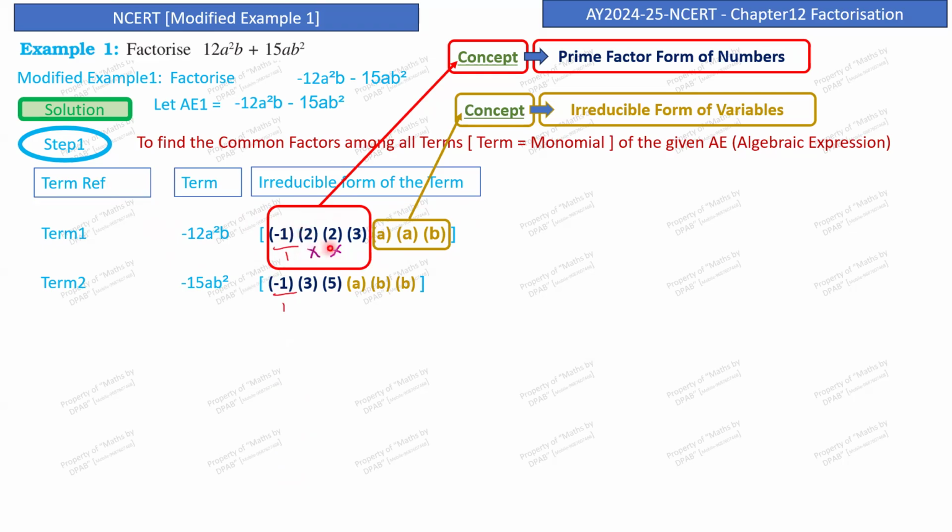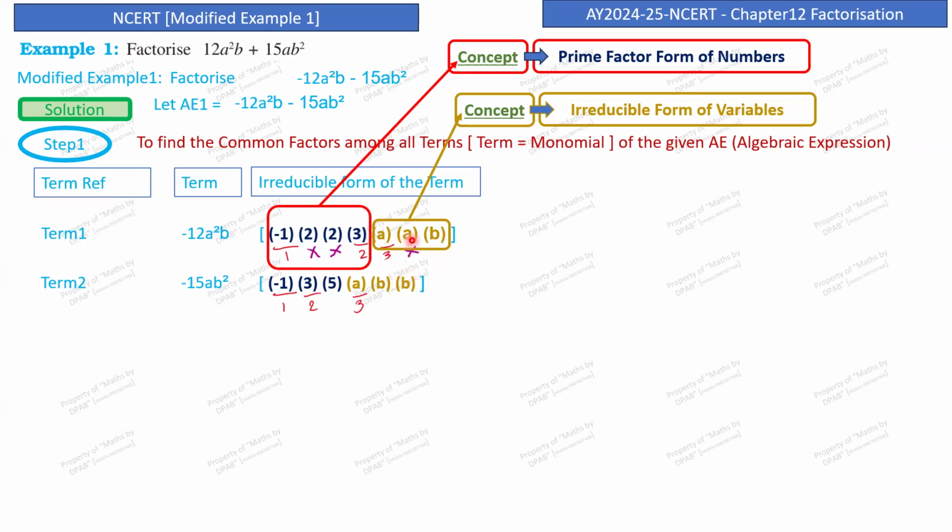And third, now we are jumping to the third factor of term 1, whether it is a common factor from term 2's irreducible form. No, this 2 is also not available, so I have put a cross mark here. And the fourth factor of term 1, whether it is common from the factors of term 2, yes, it is available. Here you can just see this. So the second common factor is 3, and we need to mark it here as number 2 like this. Same way, we have found A is a common factor, which is the third common factor.